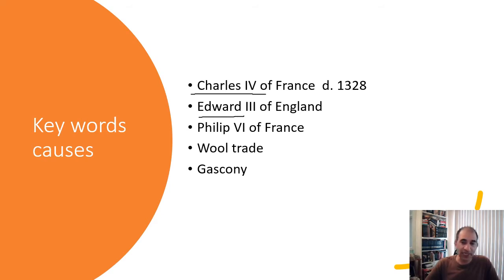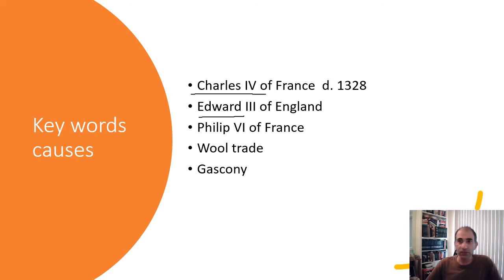The French say, "No, thank you." Instead, they find another relative of Charles IV, another cousin of his, I believe, a man named Philip VI, and they declare Philip VI the king of France. So that's the first cause of the Hundred Years' War. Edward III claims he should be the king of France. Philip VI says he should be the king of France. So that is obviously going to be the big issue of why the Hundred Years' War begins.